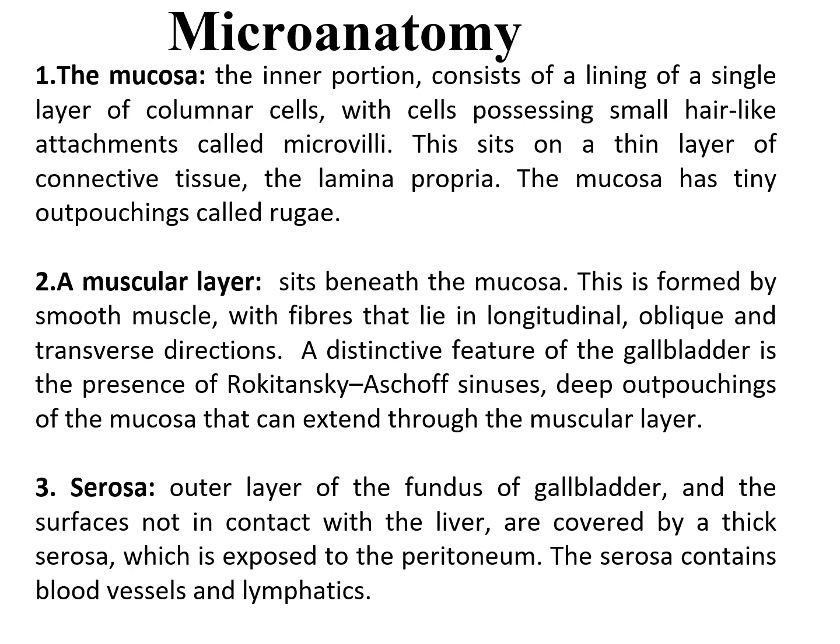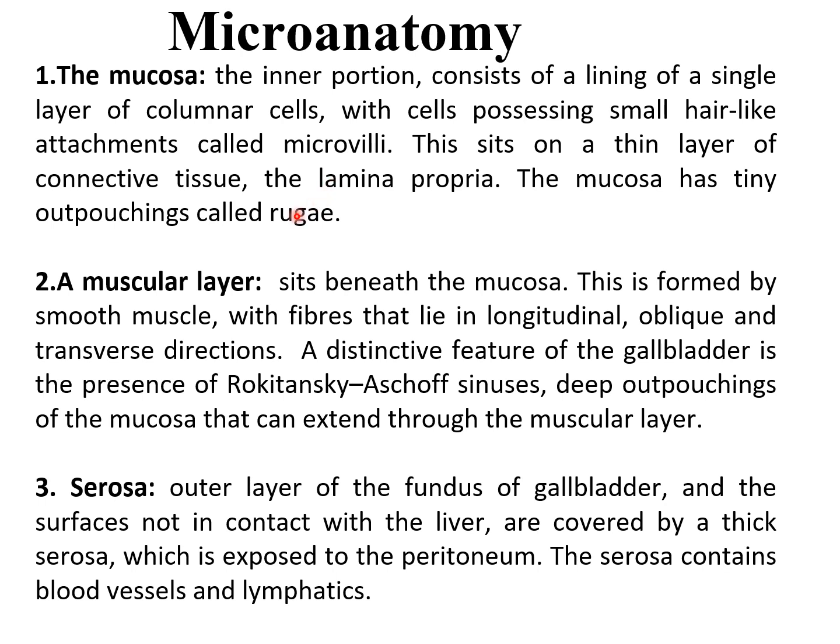So far, we have seen the macroscopic anatomy of the gallbladder. Now we enter into the microscopic anatomy. Microscopically, the wall of the gallbladder has three layers: mucosa, muscular layer, and serosal layer. The mucosal layer is the innermost portion. It consists of a lining of a single layer of columnar cells. These cells possess small hair-like projections called microvilli. This sits on a thin layer of connective tissue called lamina propria.